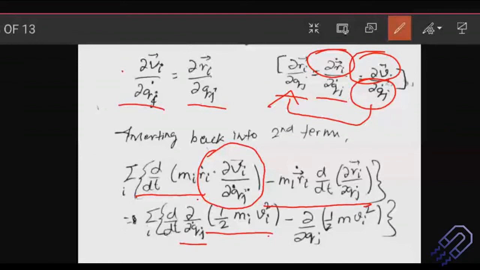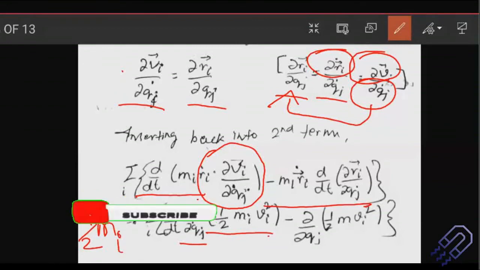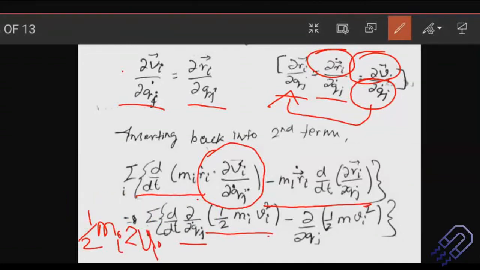Because when we differentiate delta delta qj dot of half mi vi square, how do you differentiate it? You can just simply take half mi outside, and then we can take del del qj dot of vi square. That would be nothing but 2 times vi into delta vi delta qj dot. So we can cancel this two, and then we get mi vi delta v delta qj dot. That is mi vi means ri dot delta v delta qj.